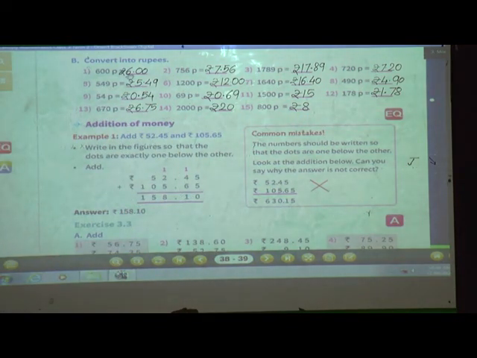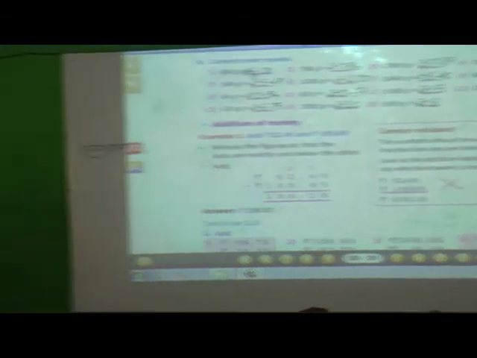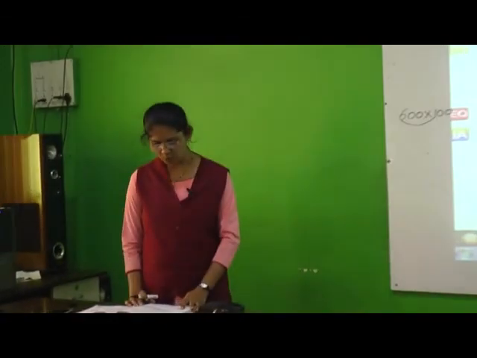Okay. So in this way today we have seen how to do the conversion of rupees and paise, and after that we have completed exercise 3.2. In the next session we are going to do the addition of money.